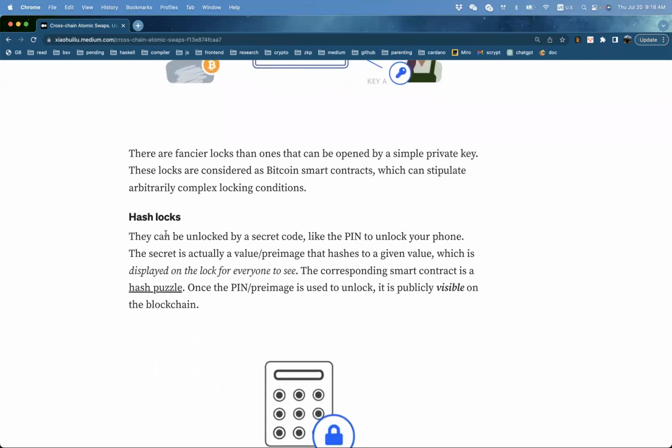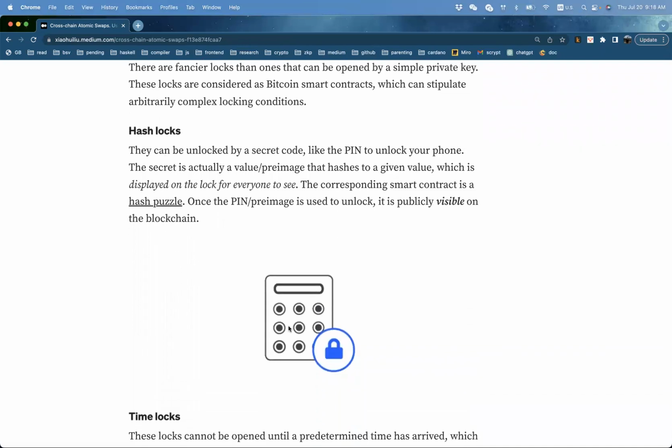For example, here we introduce another type of lock called hash locks. So it's almost like a lock with a passcode.